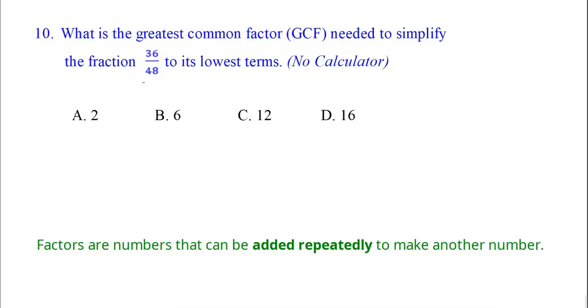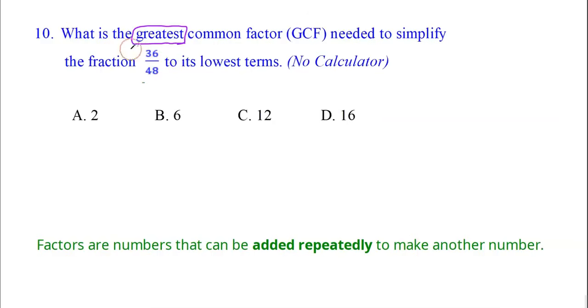Question number 10. What is the greatest common factor needed to simplify the fraction 36 over 48 to its lowest terms? No calculator on this one. I have some notes down here. Factors are numbers that can be added repeatedly to make another number.